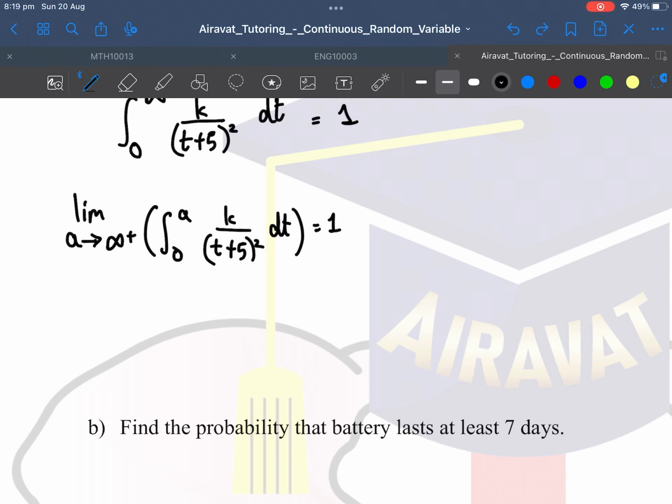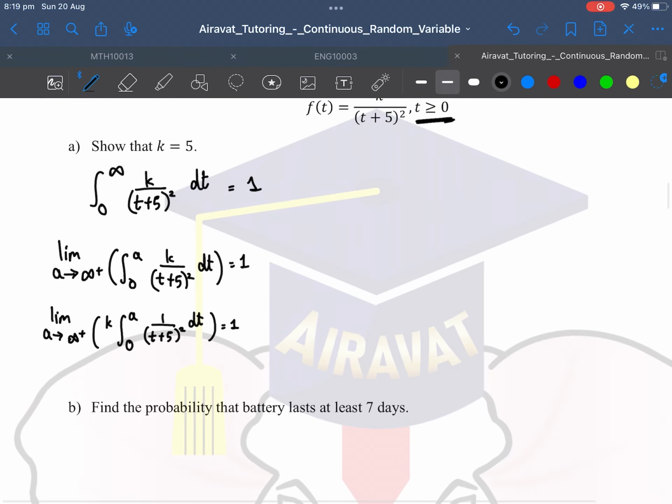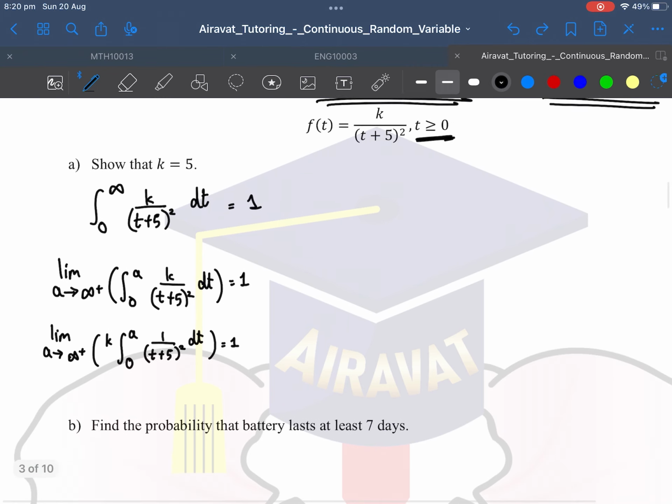So let's evaluate this. I'll show you my steps as I go along, and I'll try and explain. Alright, let's begin. The limit as a approaches positive infinity is going to be k times the integral from 0 to a of 1 over (t plus 5) squared dt, and that whole thing is equal to 1. Now always remember that you need to include the whole thing. You must write limit whenever you're using this, or else it's incorrect mathematical notation, and they will probably cut marks off for that as well. So always make sure you write the right things and not incorrect and incomplete things.